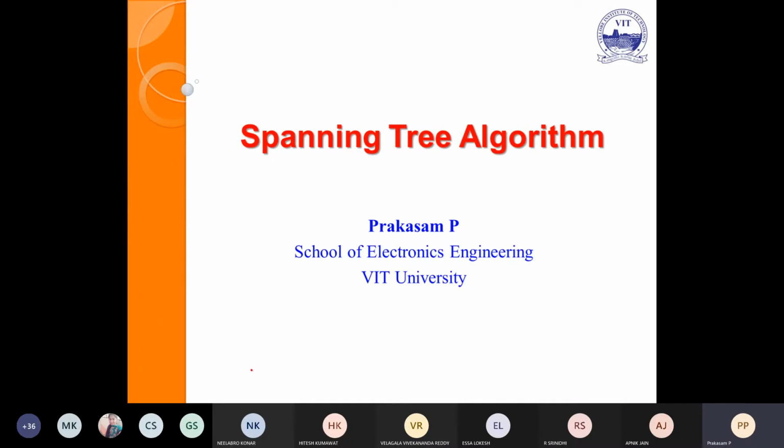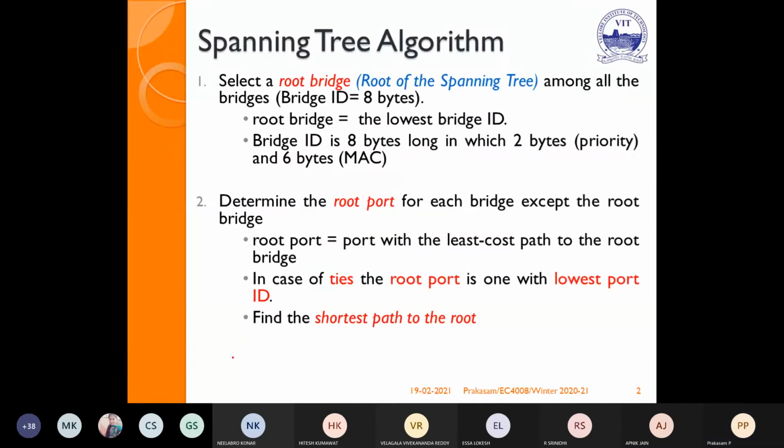It will start from the root, then it will grow, then it will span. Similarly, in a spanning tree algorithm also, we should start with the root bridge. Then we should expand our network. So the first step: select the root bridge.